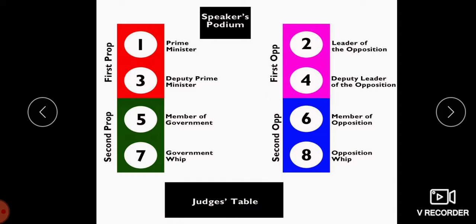Now we will move on to the next power, that is the judicial power. Both the houses of the Parliament have the authority to remove the judges of the Supreme Court and the High Court through a motion of impeachment.